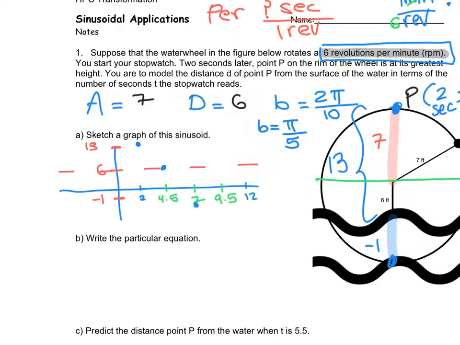At 9.5, it goes up to here. And then at 12, it's all back to the lowest, to the highest. So my sketch is going to look like this, starting from the highest to the lowest, and then again up to the highest. Okay? So that's how the sketch looks.